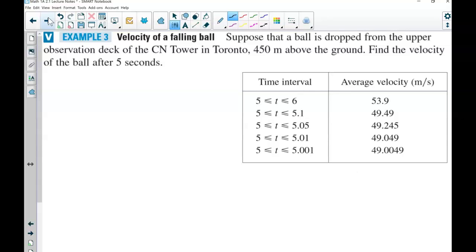Okay, let's take a look at example number 3, which is the velocity of a falling ball. Suppose that a ball is dropped from the upper observation deck of the CN Tower in Toronto, which is 450 meters above the ground. What we want to do is find the velocity of the ball after 5 seconds.